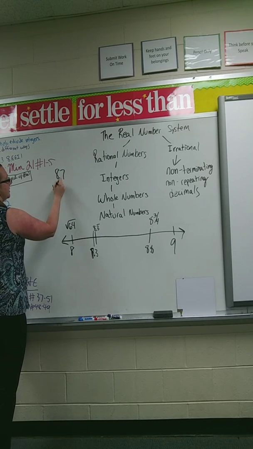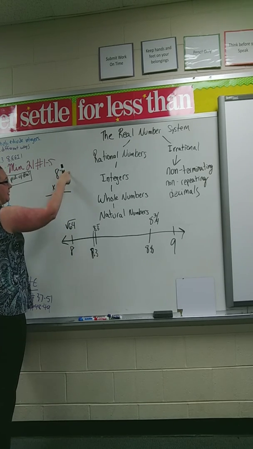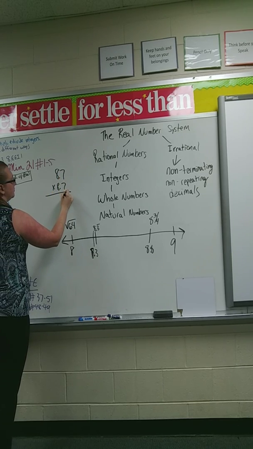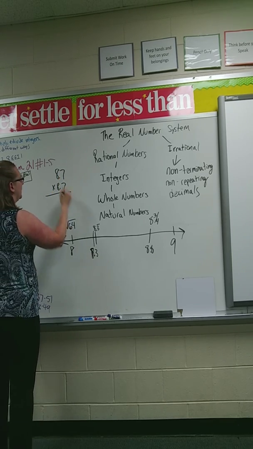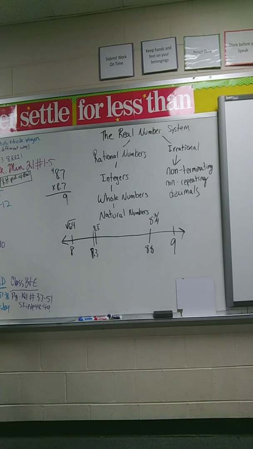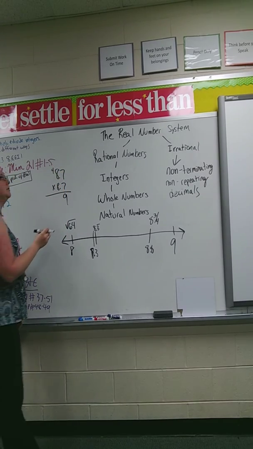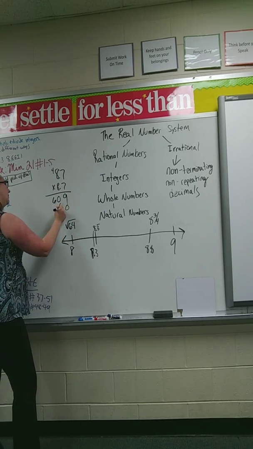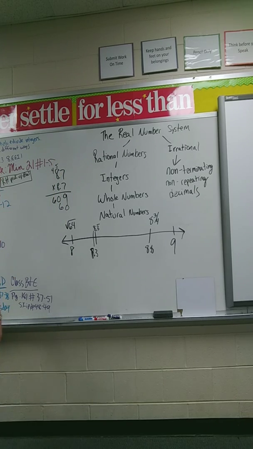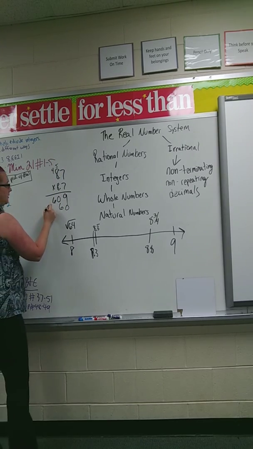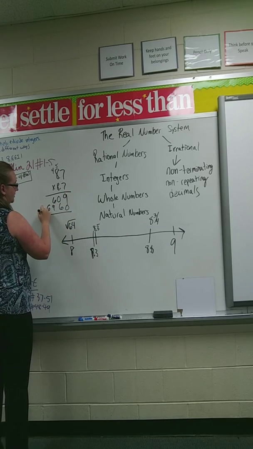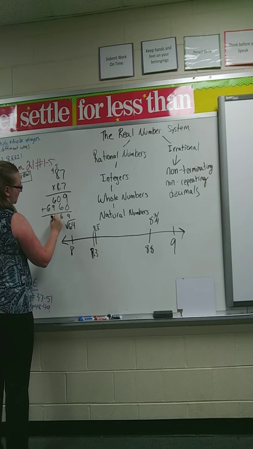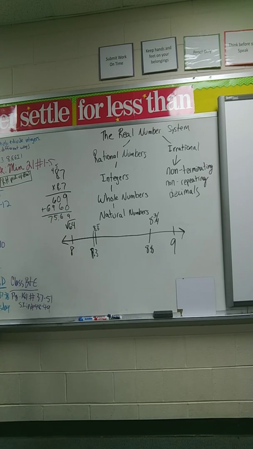8.7 times 8.7. 7 times 7 is? 49. 7 times 8 is? 56. 56 plus 4 is? 60. Okay? 8 times 7 is? 56. 8 times 8 is? 64. Plus 5 is? 69. I add them together and I get 75.69. That is pretty darn close to 76, isn't it? Okay? That's on the low end.